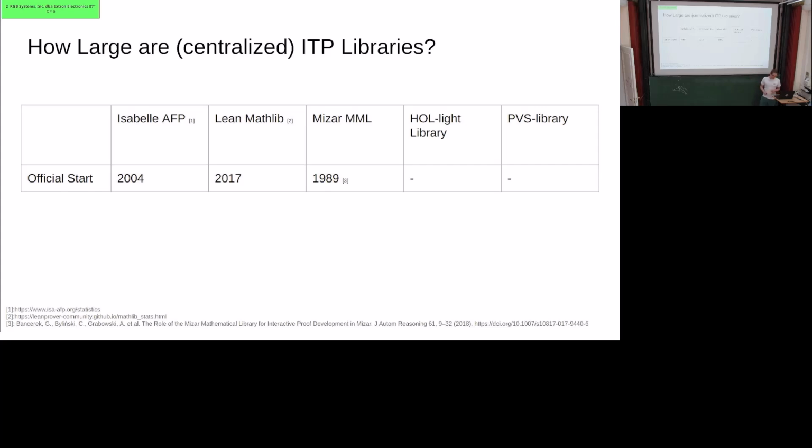So let's look at when the library started. For those three, there is an official starting date. I couldn't find any official date for the whole library in the PVS library, because I think they kind of emerged from the systems.